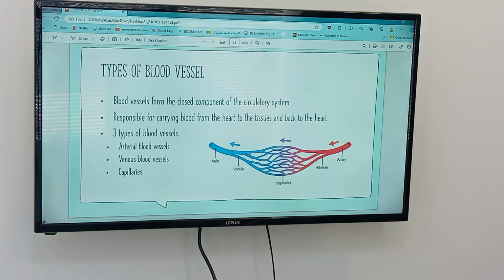Here, the blue one means the blood with carbon dioxide, and the red one means the blood with oxygen. When we say vein, that means the blood goes toward the heart, while when we say arteries, that means the blood goes outward from the heart.